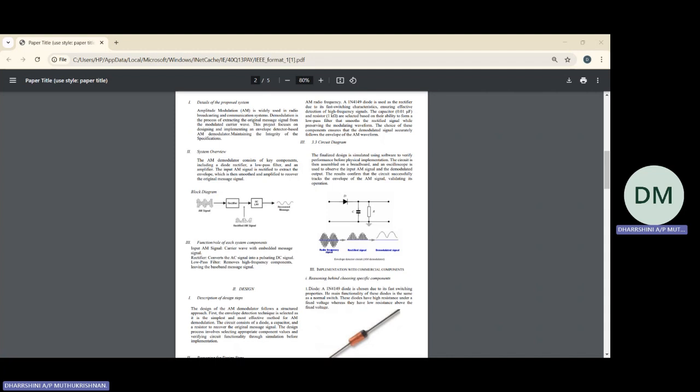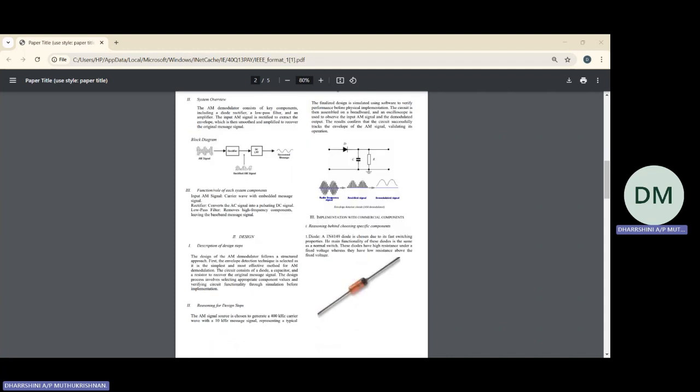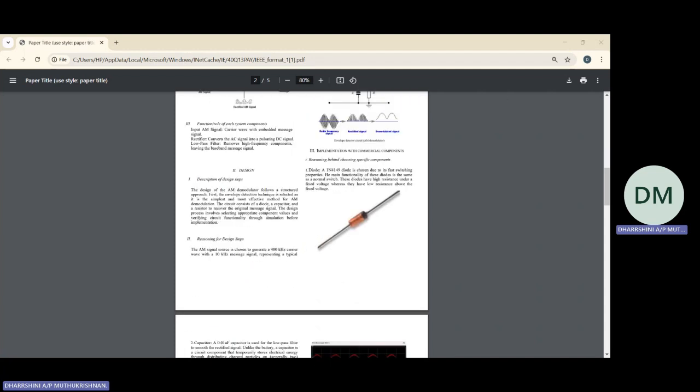So, implementation with commercial components. The reason behind choosing specific components. Number one is the diode, which is 1N4149. The diode is chosen due to its fast switching properties. Its main functionality is the same as a normal switch. This diode has a high resistance below a fixed voltage, while it has a low resistance above the fixed voltage.